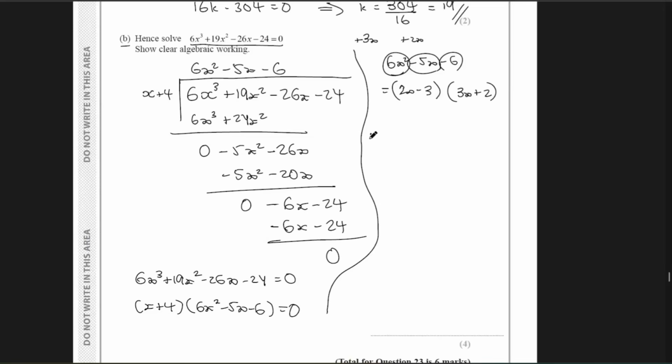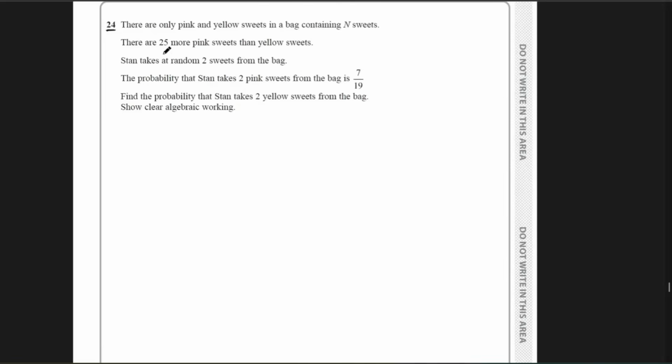So we can say, therefore, x plus 4 in the first bracket, 2x minus 3 in the second bracket, 3x plus 2 in the third bracket, is equal to 0. This gives us 3 different values of x. X equals minus 4, x equals 3 over 2, and x equals minus 2 over 3. These are our answers. Okay, let's look at question 24.